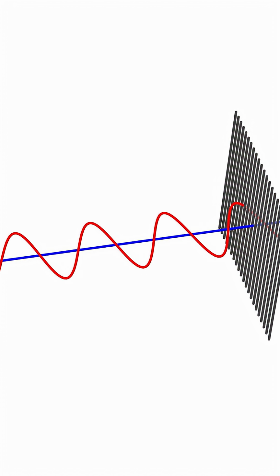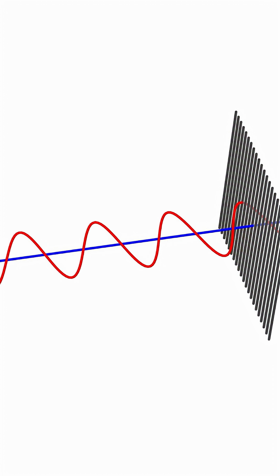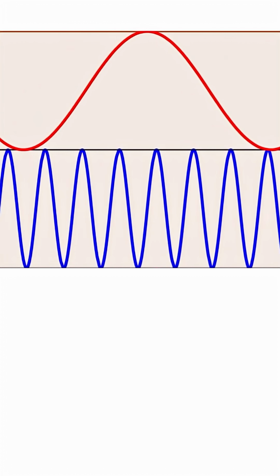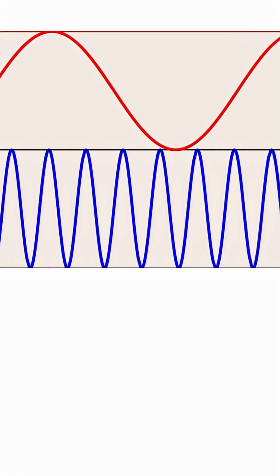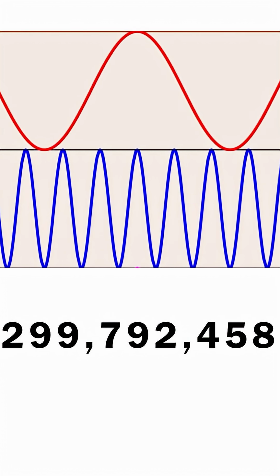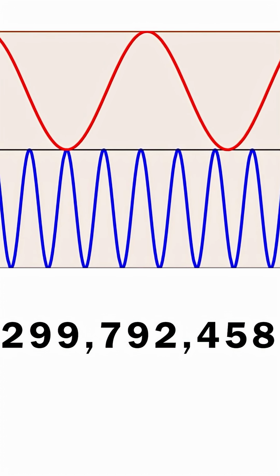But how is this true? Isn't the speed of light a constant of the universe? How is it slowing down? Well, it only appears to be slowing down. Remember that light is electromagnetic waves that always move at the speed of light.